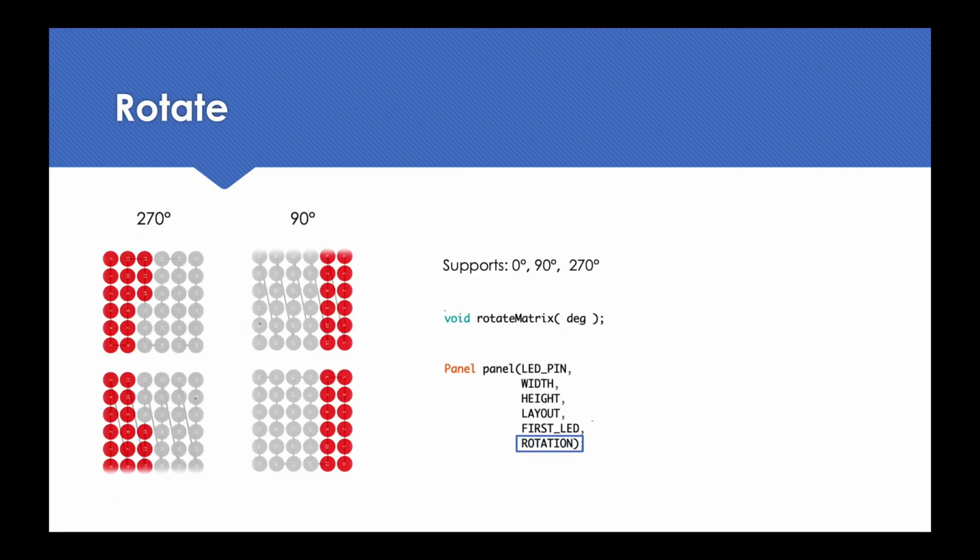Next, the rotation. The rotation is pretty simple. By default, you should set it to 0, and just change it if you want to rotate the screen. It supports 0, 90, and 270 degrees. You can also change it after calling the constructor by using the function rotateMatrix. The difference compared with Processing is that here we use degrees instead of radians.